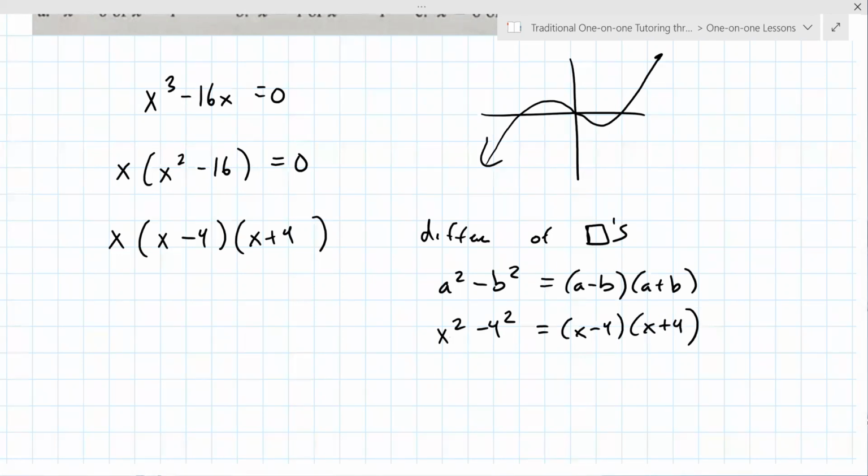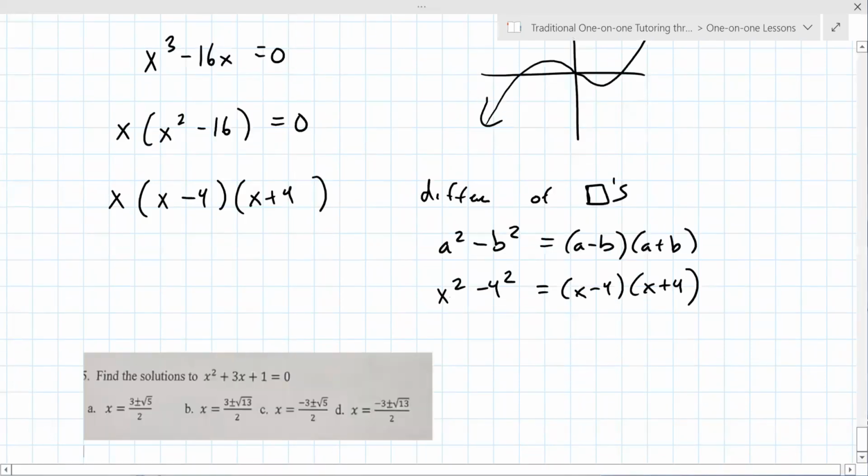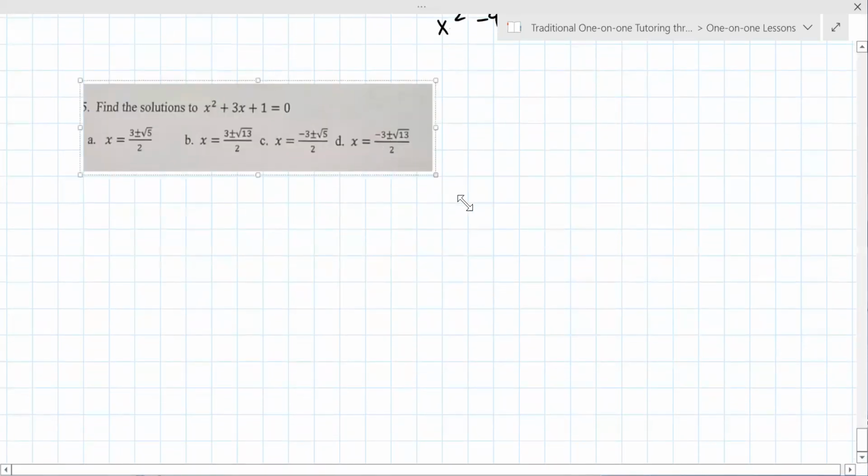All right, so 15 is quadratic formula. Whenever you see the answers in this format with the plus or minus and the square root, that's quadratic formula. It's like a giveaway.